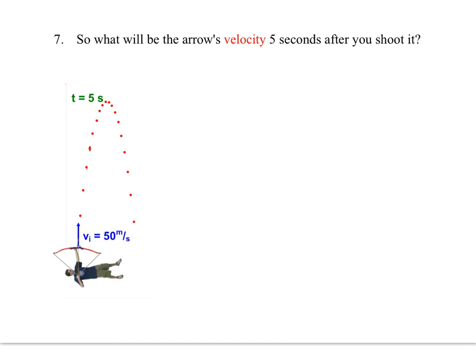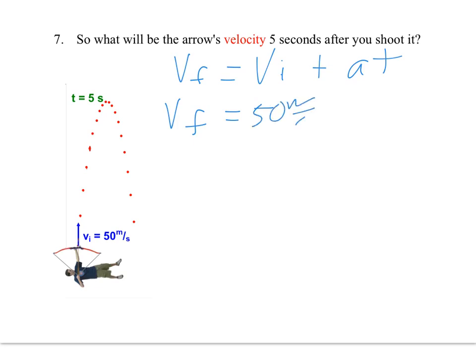Question 7 here says, so what will be the arrow's velocity 5 seconds after you shoot it? All this is doing is just giving us a different perspective on question 6. Again, this is a case where we're going to apply VF is equal to VI plus AT. And as you're looking at this, some of you are realizing that there's no surprises here. Rather than use this equation to solve for a time, now if we give a time, just to kind of prove it to ourselves that the arrow will in fact run out of velocity after 5 seconds.